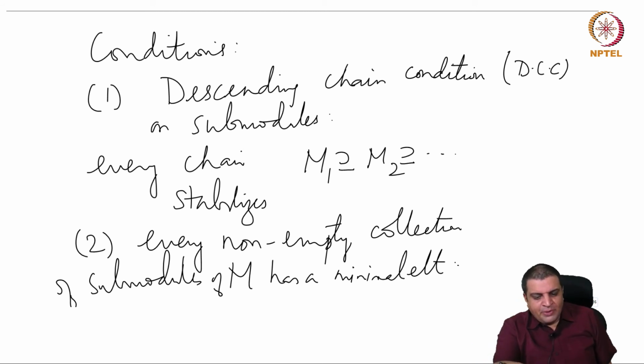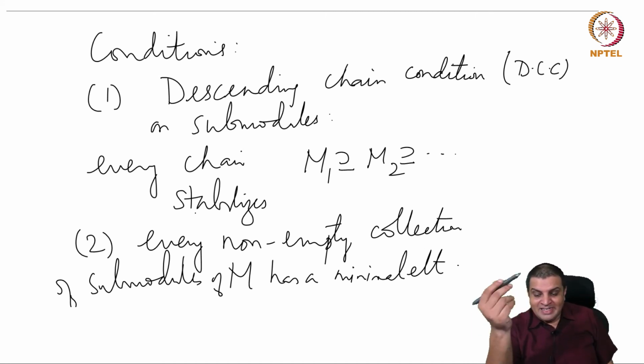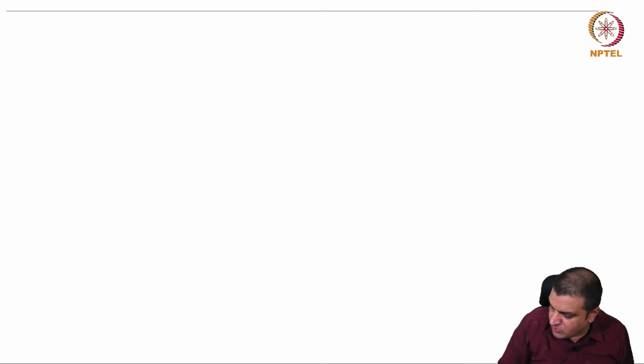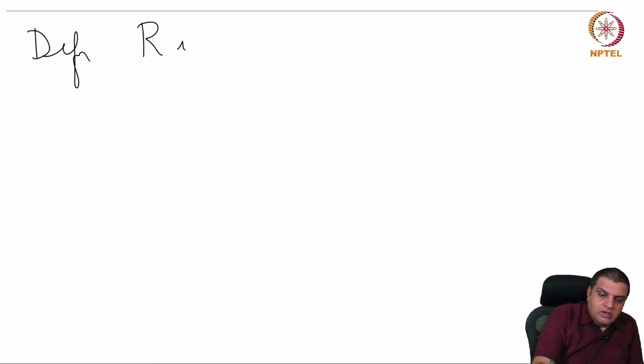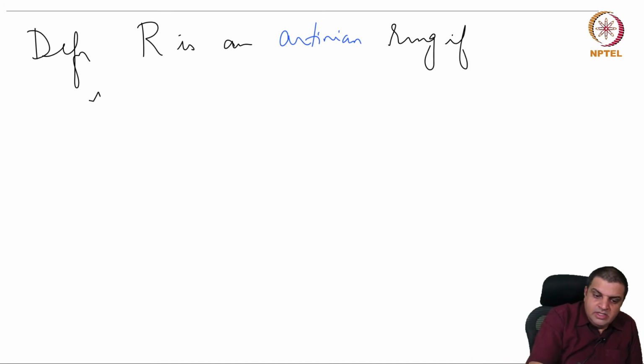So M has to satisfy only one of them, hence it will also satisfy the other. The proof that these are equivalent is exactly the proof for ACC for Noetherian modules, just reversing the containment and replacing maximal with minimal. So I will not prove it in this lecture. This is what is called Artinian. Definition: R is an Artinian ring if it is an Artinian module over itself.